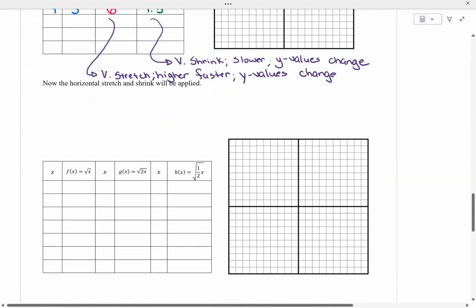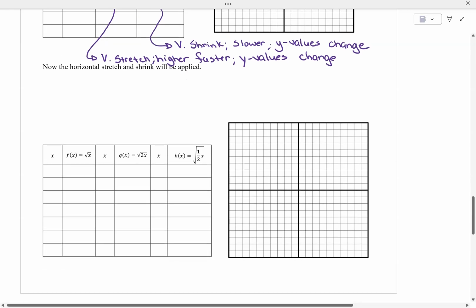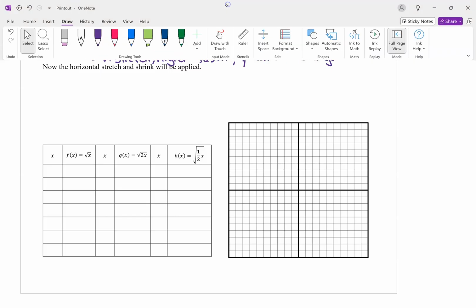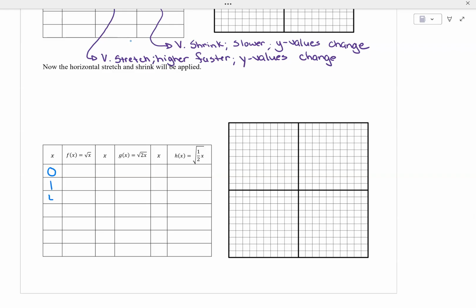But notice what's going to happen with these horizontals. Horizontal stretch and shrink, the inside of the function changed. So notice on this one, I had to do more x columns because my x has to change to give me the output that I desire. Okay, so let's go try this one real quick. So I'm still going to do my 0, 1, 4, and 9. So the square root of 0 is 0, square root of 1 is 1, square root of 4 is 2, square root of 9 is 3. And so I'm going to go graph those.